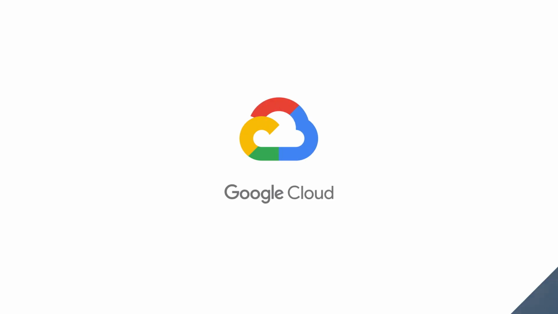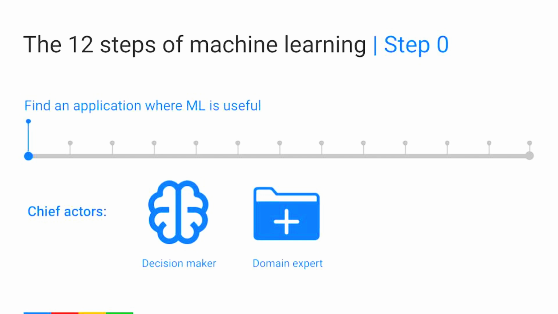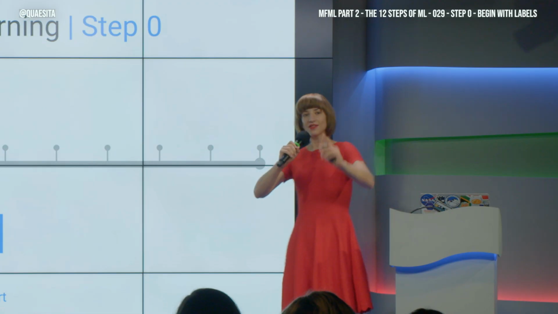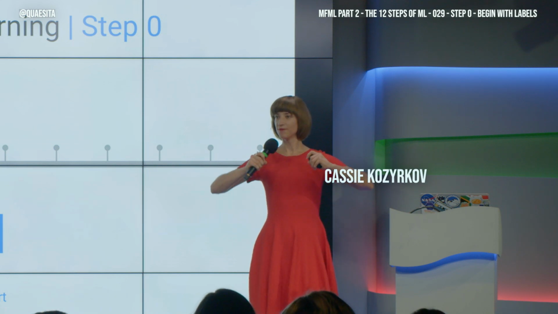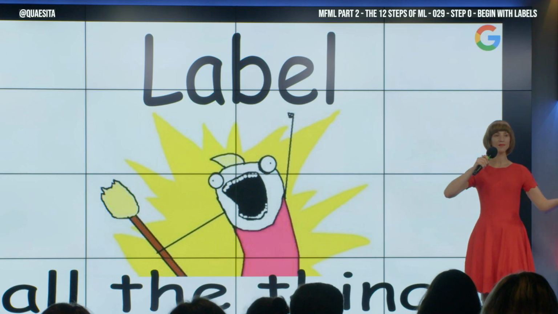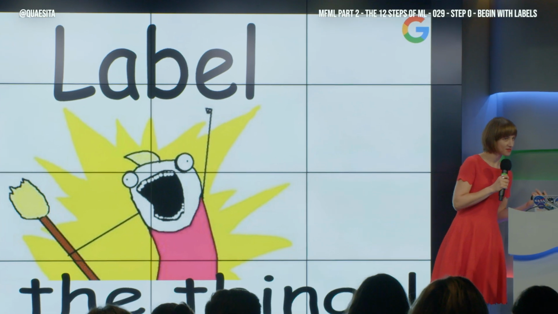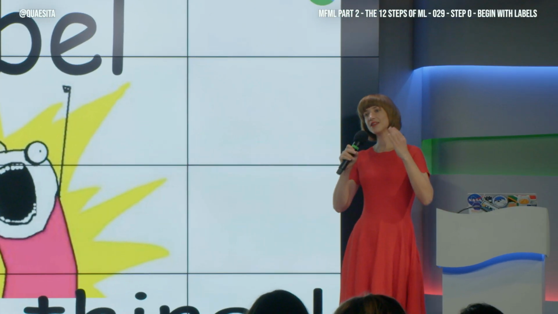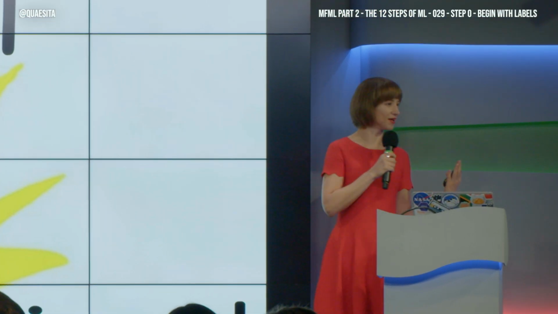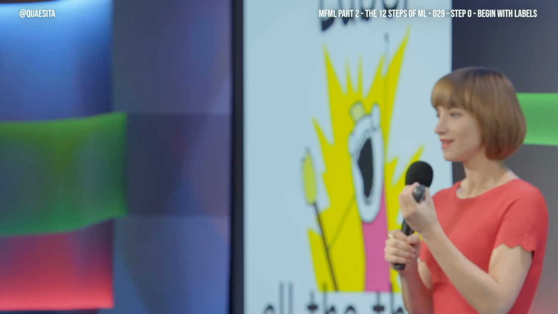So let's dive into our 12 steps, starting with step 0. Should we even be using machine learning? To think about this, we need to be fully aware of what machine learning is about, which is to label all the things. So we are doing this in order to label things. If we cannot even think of what things need labeling, we're going to have a problem. So you need to think about which things you need labeled. That is your first step.